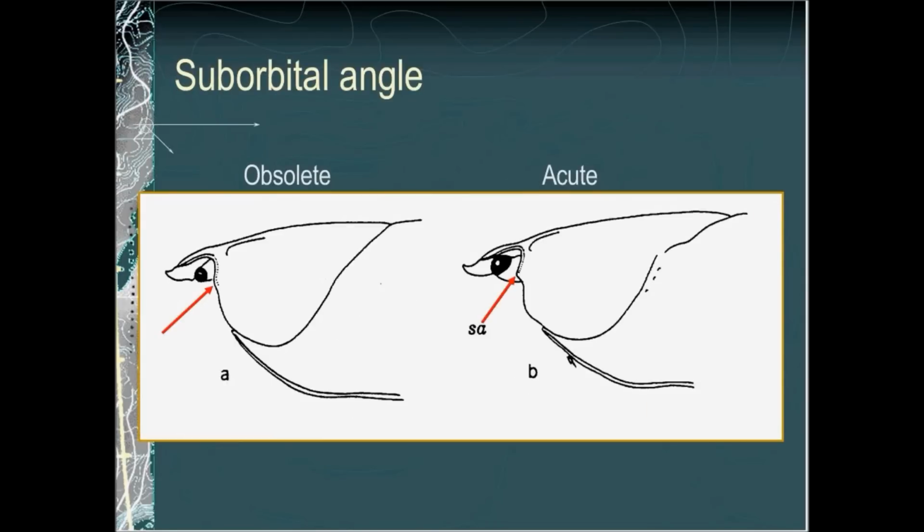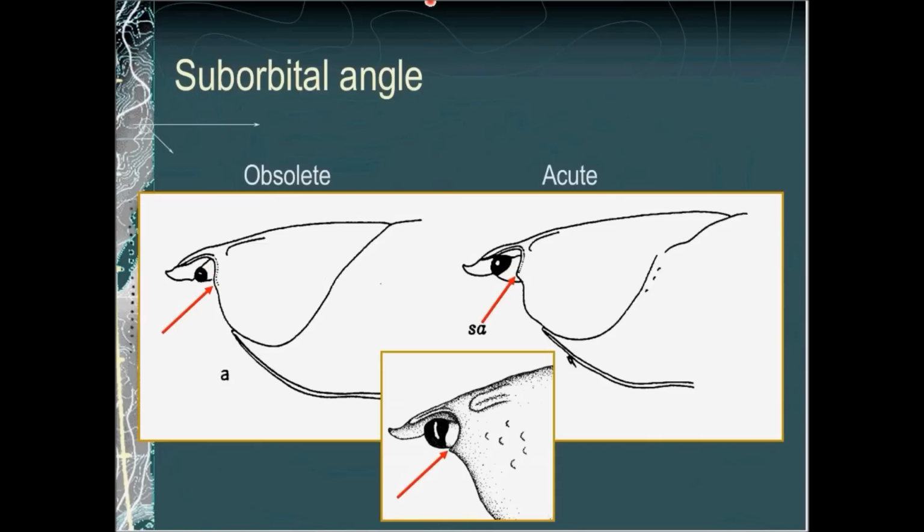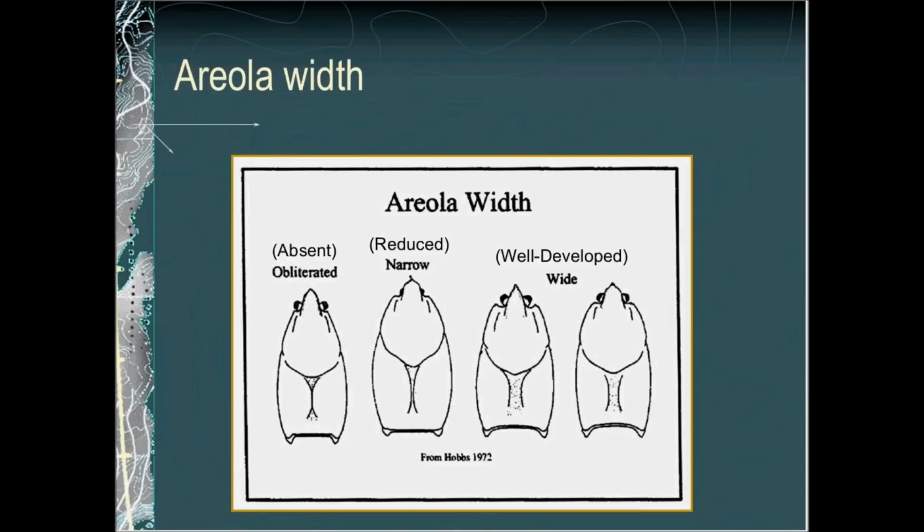Other things, the suborbital angle, all this is doing is asking, is there a bump here, or is it more flat or rounded? Again, these are all things that as you're running it through these keys, it may be asking you to look for. And again, the areola, absent or reduced, means the same as obliterated or narrow or well-developed. It just means, are these margins touching, or are they far apart?